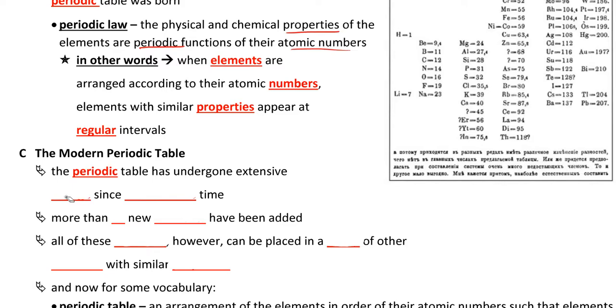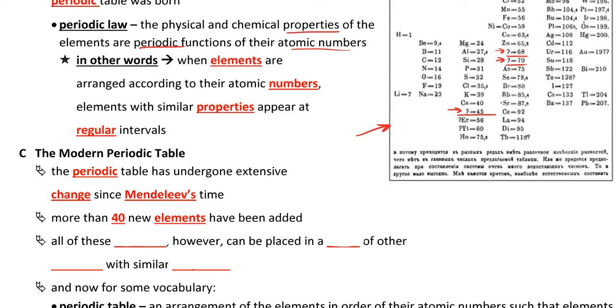The periodic table has undergone extensive change since Mendeleev's time. We've added more than 40 new elements since then. One really neat thing that Mendeleev was able to do with his simple periodic table based on atomic masses was predict the existence of elements. If you look here on his periodic table, you see at least 3 spaces where there are question marks. These were places where Mendeleev predicted there must be some element to fill the space, but it had not yet been discovered.